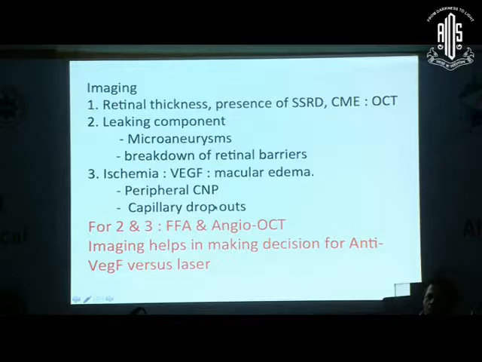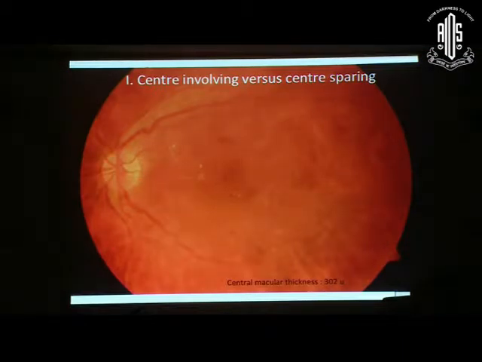Like Dr. Atul said, and I'm going to show, we are looking more and more at the areas of peripheral capillary non-perfusion, and we do need a wide field angiography for that. So in imaging, we have this new tool on the block that is angio-OCT, and I'm going to show you a couple of images from the angio-OCT and how it is helping us.